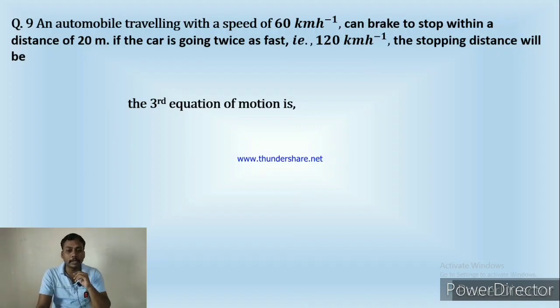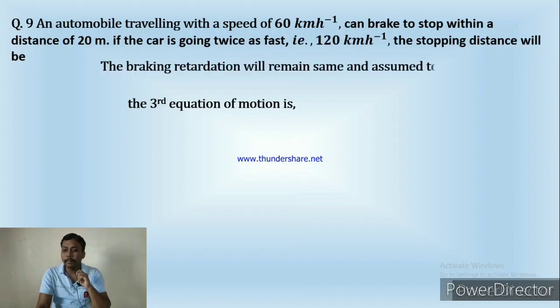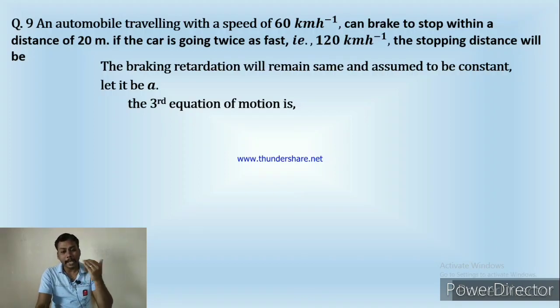Now let's see how we can solve it. The braking retardation will remain the same and is assumed to be constant. Let it be A. For both situations the braking retardation is the same. Braking retardation means acceleration, but in stopping the car it is called retardation, denoted by A. The third equation of motion is v² is equal to u² plus 2as.